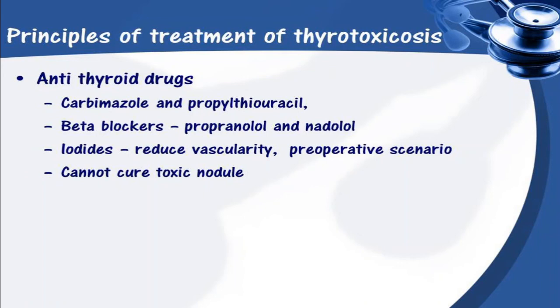Antithyroid drugs, carbimazole and propylthiouracil, beta blockers like propranolol and nadolol. Iodides can reduce vascularity, and it's also important in a preoperative scenario. Again, you cannot cure toxic nodules. So these are the different thyroid diseases and their treatment strategies.